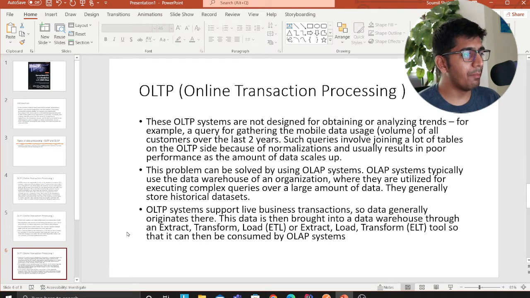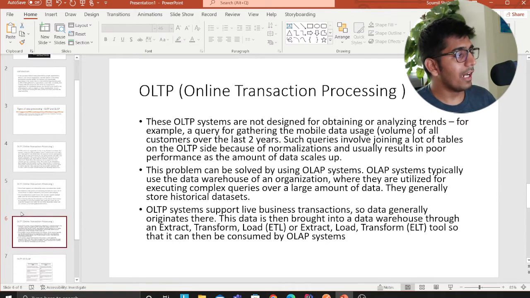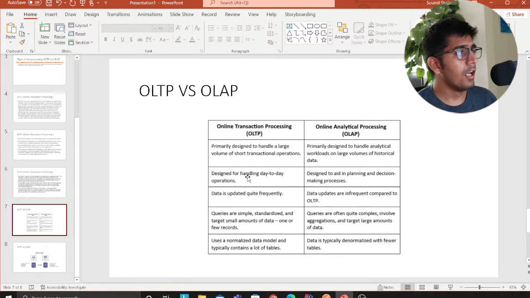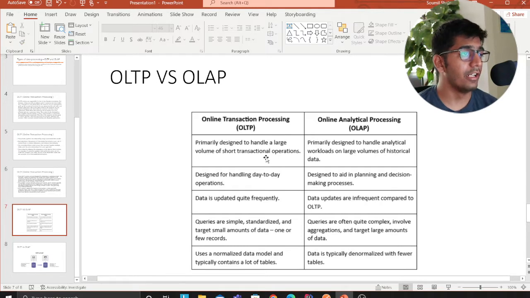OLTP systems support live business transactions, so data generally originates there. This data is then brought into the data warehouse through extract, transform, load, that is ETL or ELT tools, right? Again, there are a lot of tools. Glue is one of the most famous ETL tools used by a lot of companies, right? This will show you a very nice distinction between OLAP and OLTP.